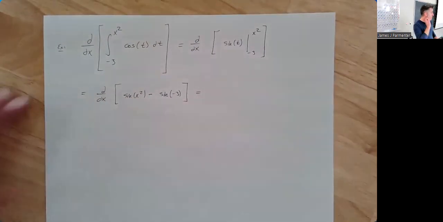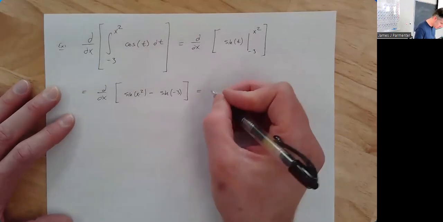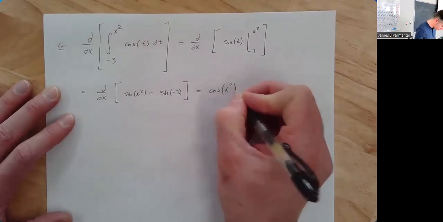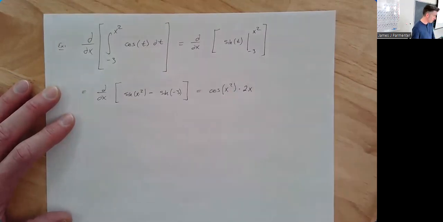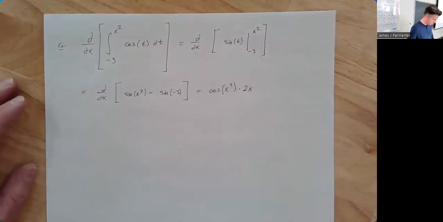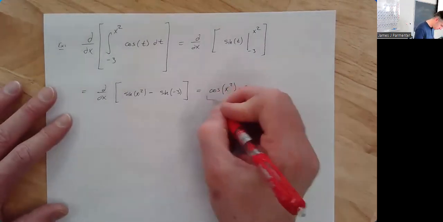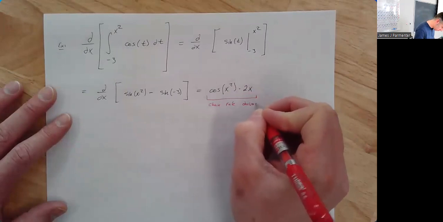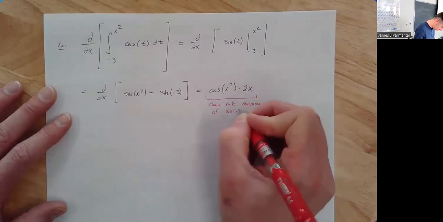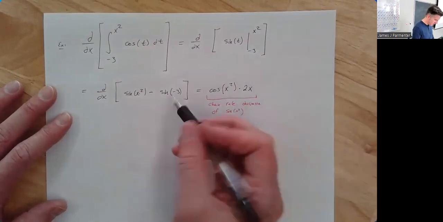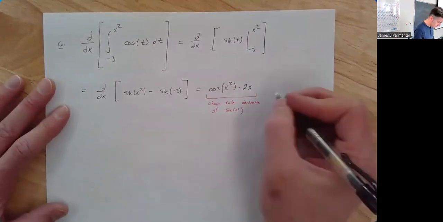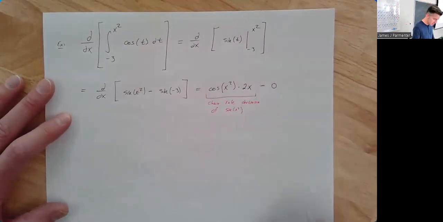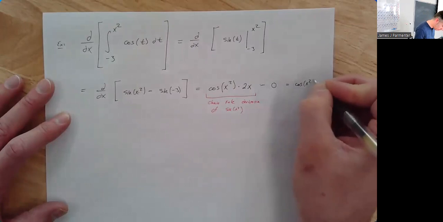Okay, the derivative of sine of x is cosine of x. That's how we found the antiderivative of cosine of t. But the derivative of sine of some stuff is cosine of the stuff times the derivative of the stuff because of the chain rule. And the derivative of sine of -3 is what? Right. So we end up getting cosine of x squared times 2x.